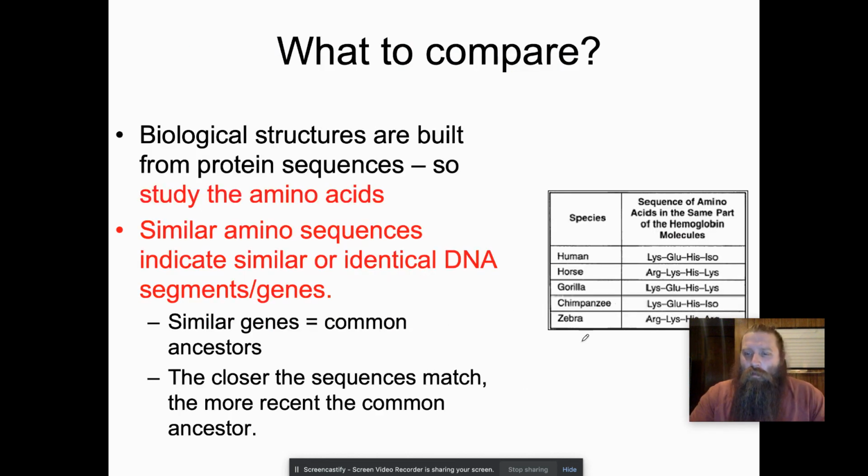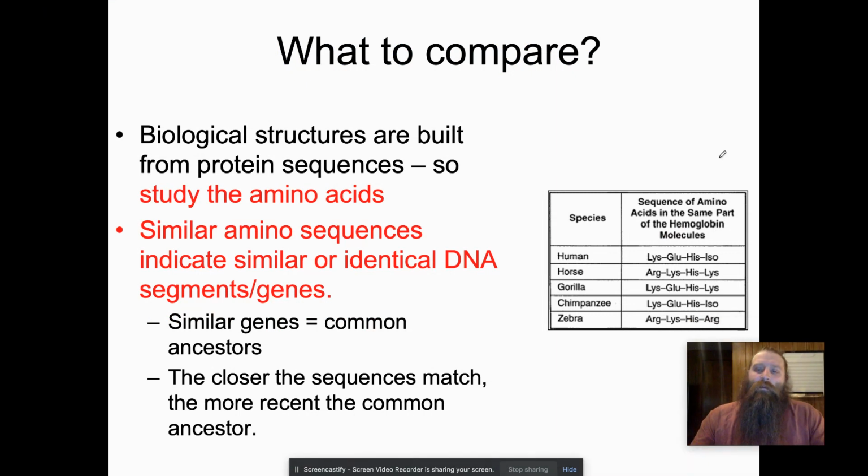And so what are we comparing? What are we talking about here? Well, think back to when we talked about the transcription and translation of amino acid sequences, like how you build a protein. When we want to study amino acid sequences, we look to see if the same protein in different organisms has similar protein structure, right? Similar amino acids. So in this case, we're going to look at hemoglobin. Hemoglobin is the protein in red blood cells that carries oxygen. And we're going to compare it in humans, horses, gorillas, chimpanzees, and zebras.